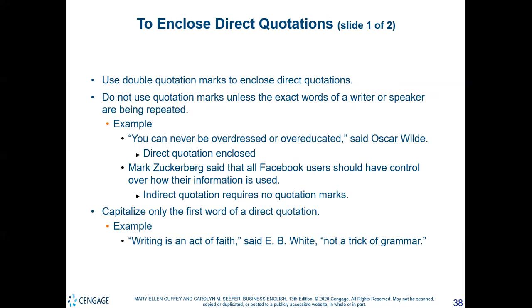To enclose direct quotations, use double quotation marks. Do not use quotation marks unless the exact words of the writer or speaker are being repeated. Example: "You can never be overdressed or overeducated," said Oscar Wilde. That is a direct quotation, enclosed. Mark Zuckerberg said that all Facebook users should have control over how their information is used. An indirect quotation requires no quotation marks.